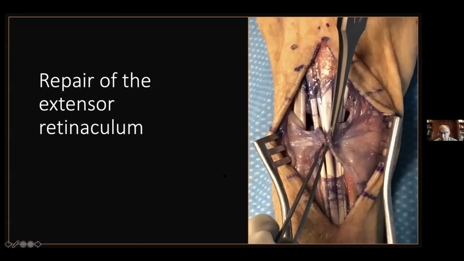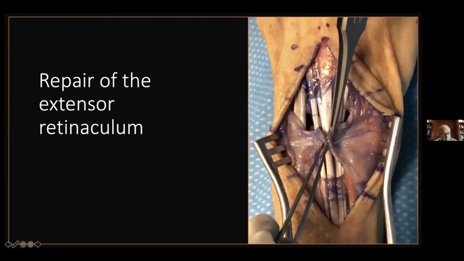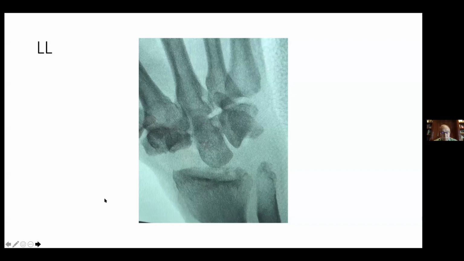And then, of course, afterward, you have to repair the retinaculum. So that's what it looks like. Repair the retinaculum. And that's what it looks like. So you have the interpositional arthroplasty. This sits a little bit high because there's soft tissue interposed here. And here's the matched ulnar resection.